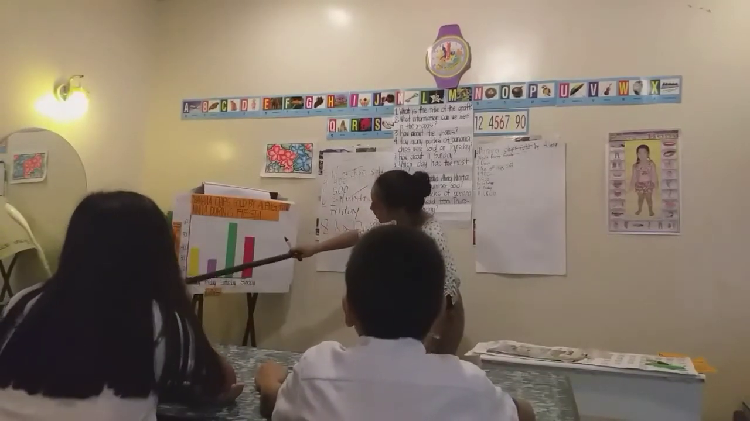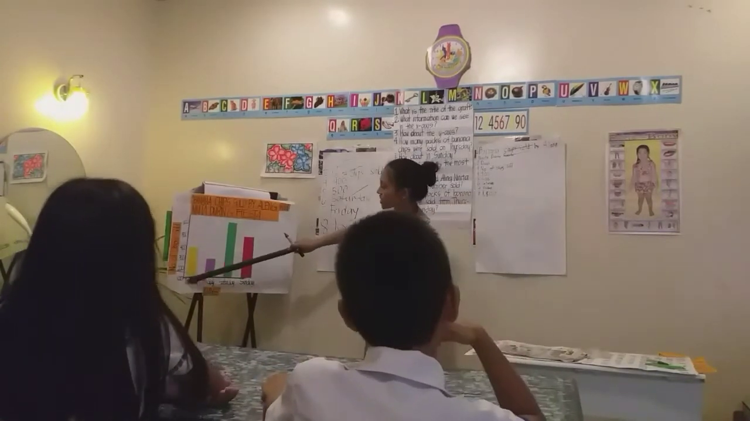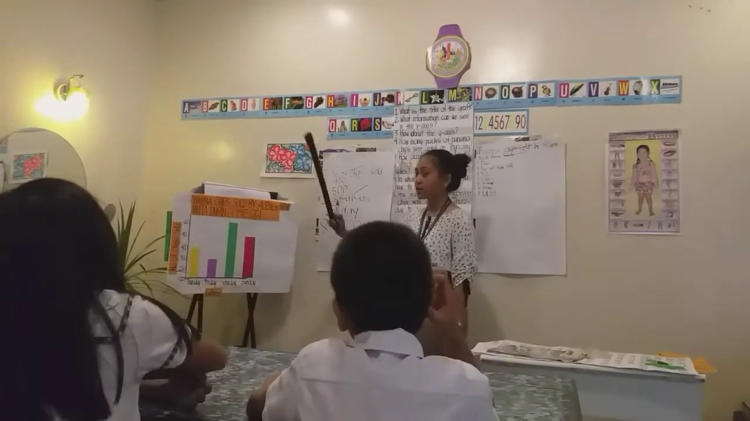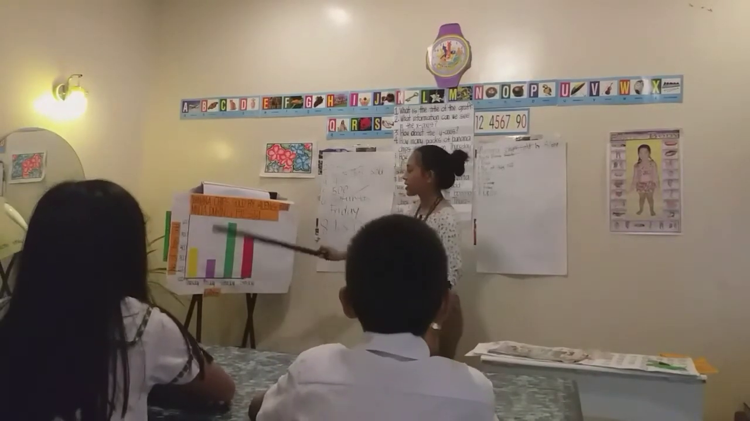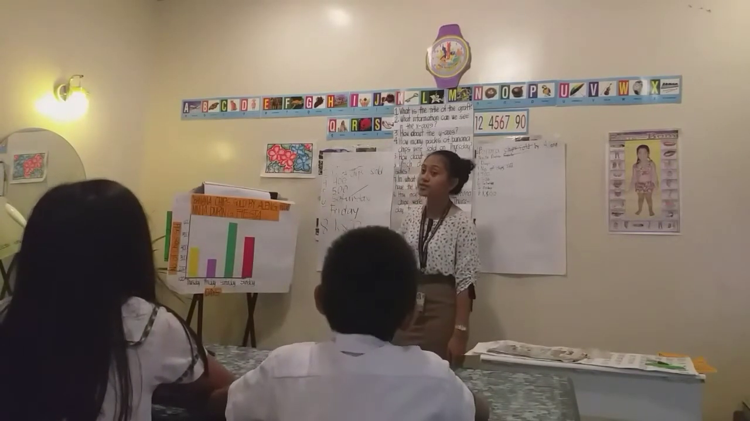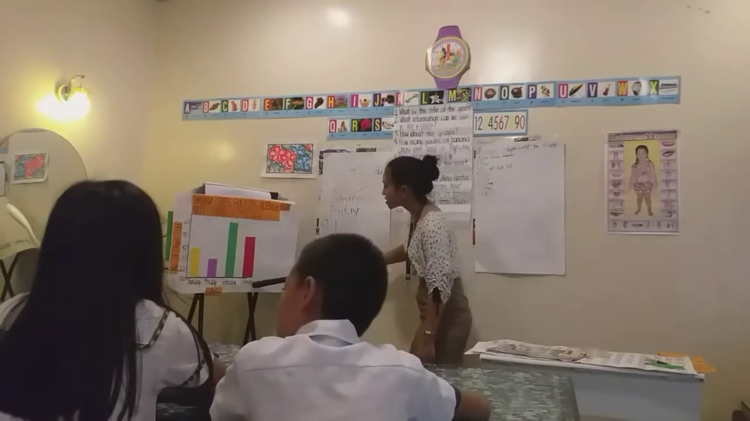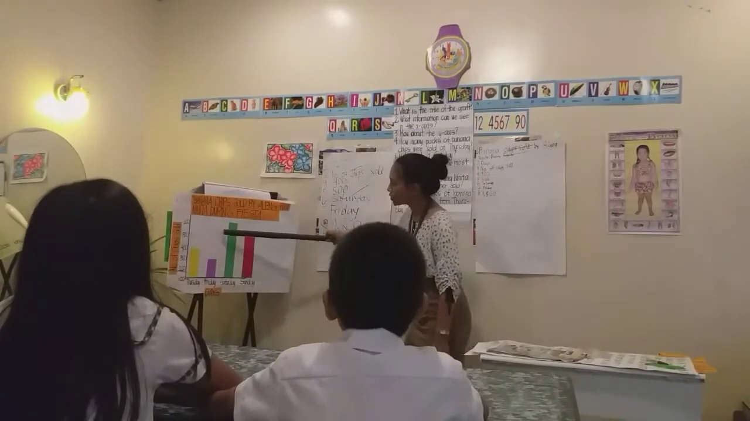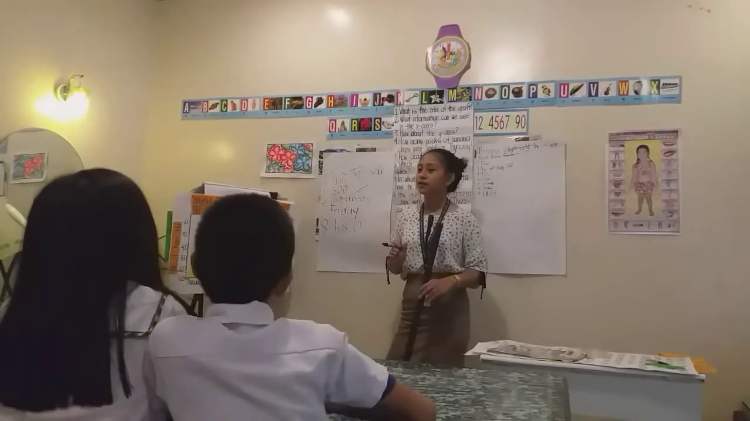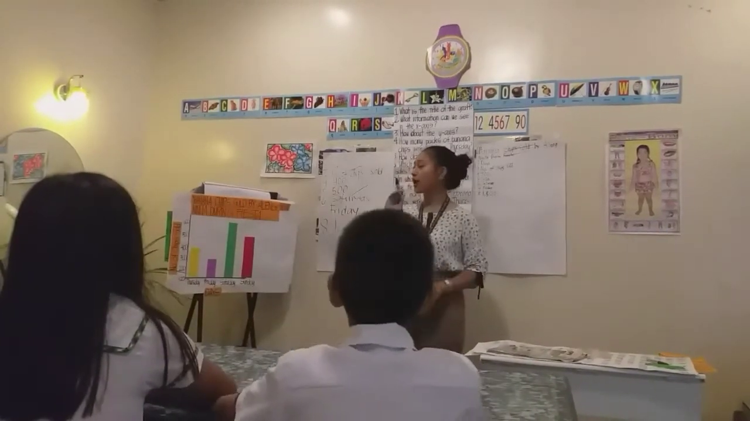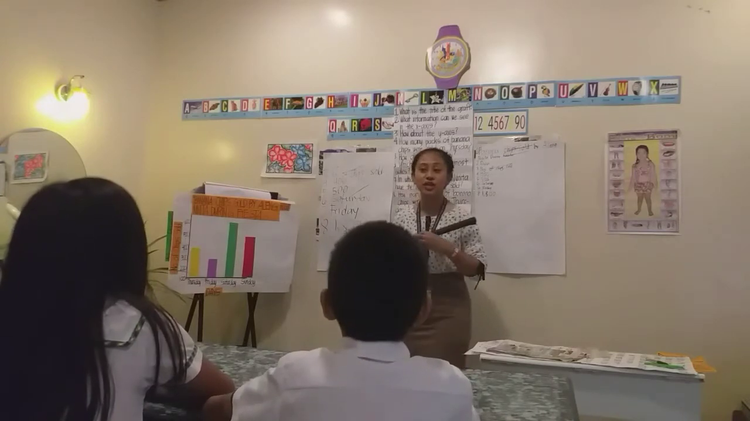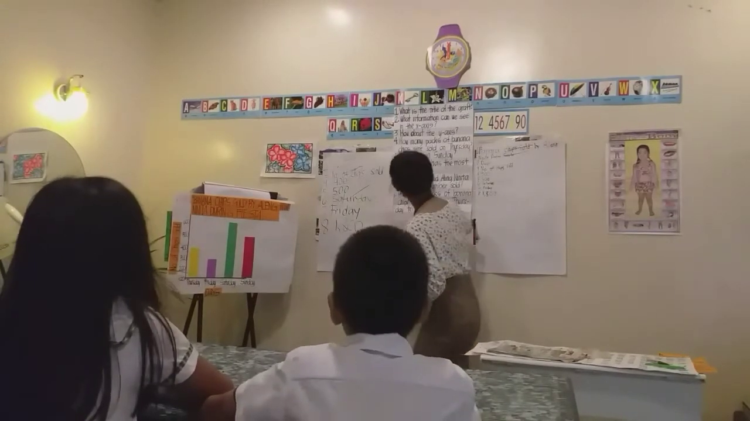So we're going to add the number sold from each day. Thursday, 400. Friday, 300. So 400 plus 300 equals 700. Saturday, 600. So 700 plus 600 equals 1,300. Sunday, 500. So 1,300 plus 500 equals 1,800. Pesos? No, it's packs sold. There are 1,800 banana chip packs. Okay, very good. It's correct.